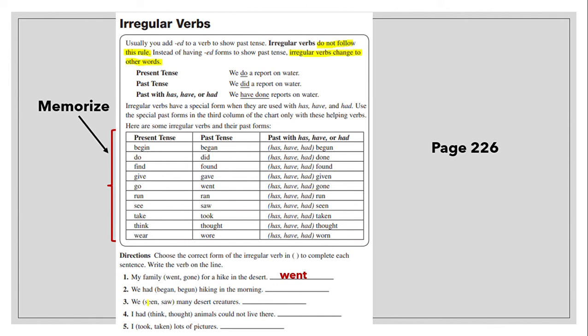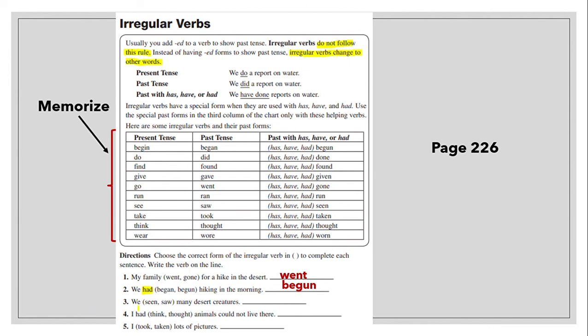Number 2. We had began or begun hiking in the morning. Which one? What do you think? We have the past here. This is the past tense of the word begin, and with has, have, or had. Yes, you choose begun. We had begun because we have the helping verb had. If in the sentence we have has, have, or had, you choose the form that comes with the helping verbs.